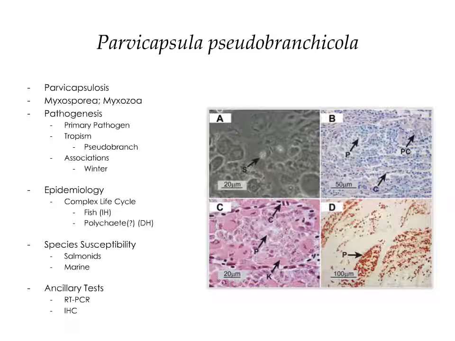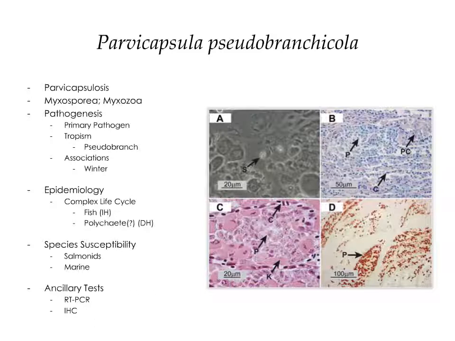In regards to epidemiology, the parasite has a complex life cycle, with fish serving as the intermediate host. The definitive host has yet to be identified, but polychaetes are a likely culprit. This is primarily a disease of salmonids within the marine environment. Ancillary testing includes real-time PCR and immunohistochemistry.